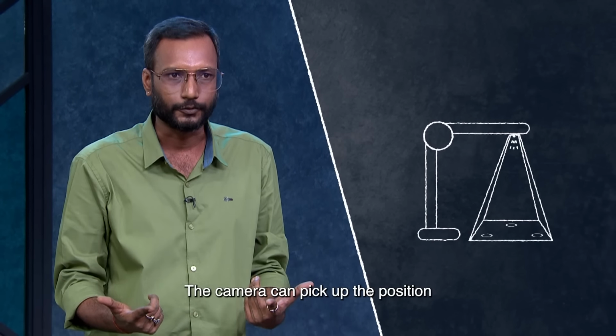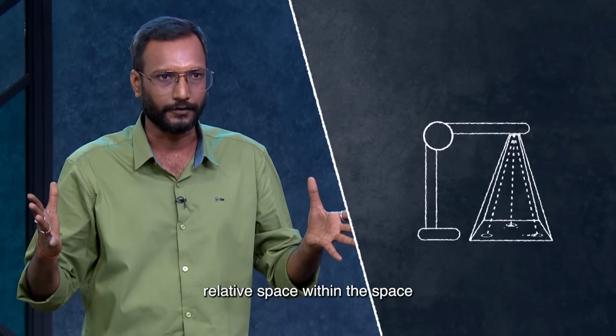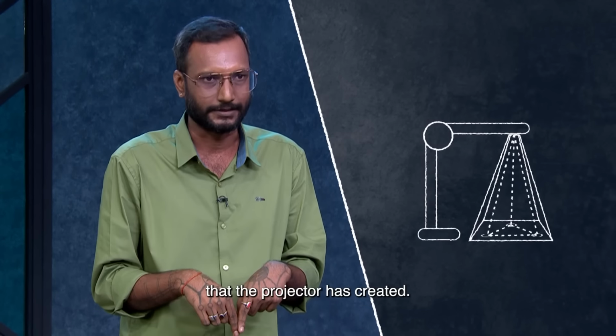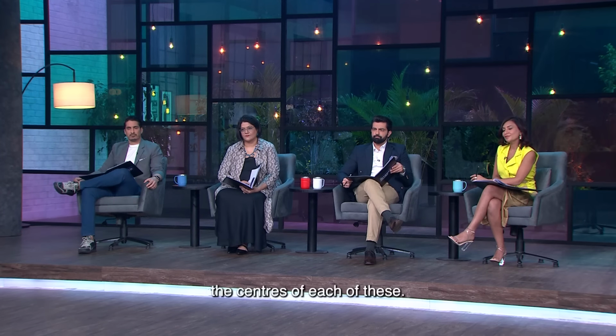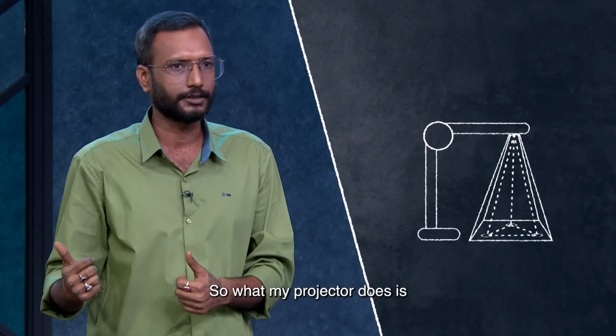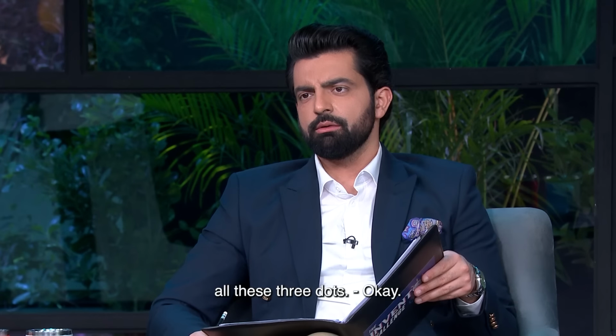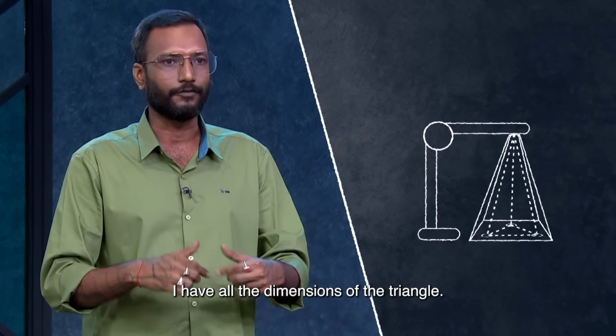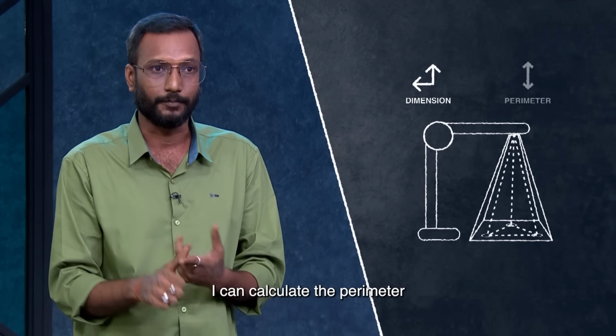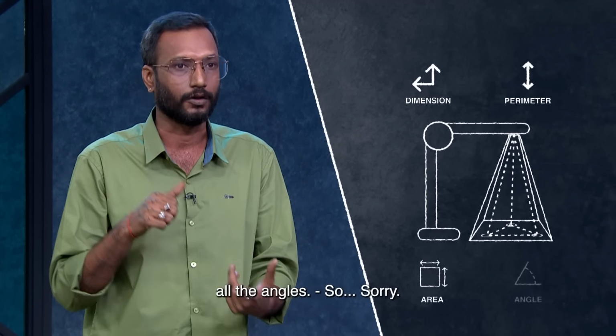The camera can pick up the position of the 3 and calculate the relative space within the space that the projector has created. And thus now I know the centers of each of these. So what my projector does is it projects a triangle connecting the centers of all these 3 dots. Now that I have the triangle, I have all the dimensions of the triangle. I can calculate the perimeter, the area. I can calculate all the angles.